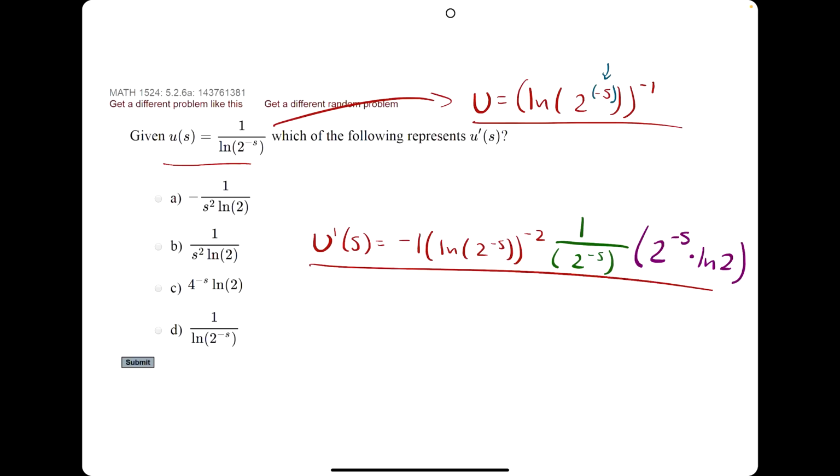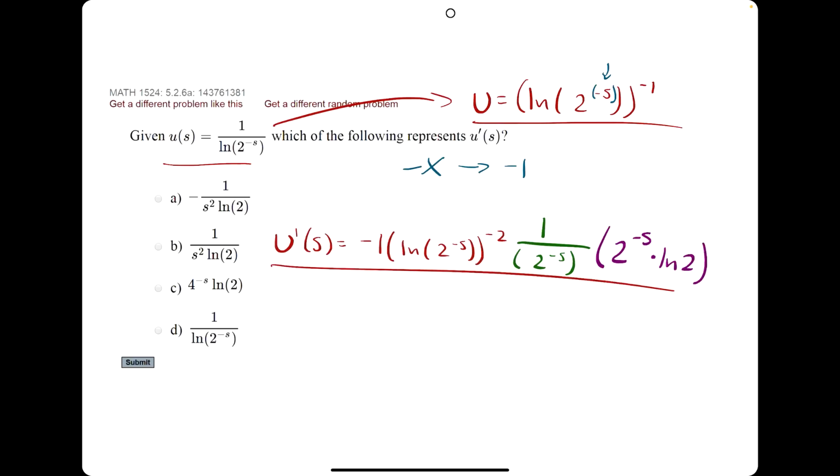So when we think about negative s, we want to find its derivative. The derivative of negative s is just like the derivative of negative x, and that is negative 1. So what we do is multiply everything we have by negative 1, and this is our derivative. So we have a negative 1 times a negative 1. That's just positive 1, so those will just cancel.